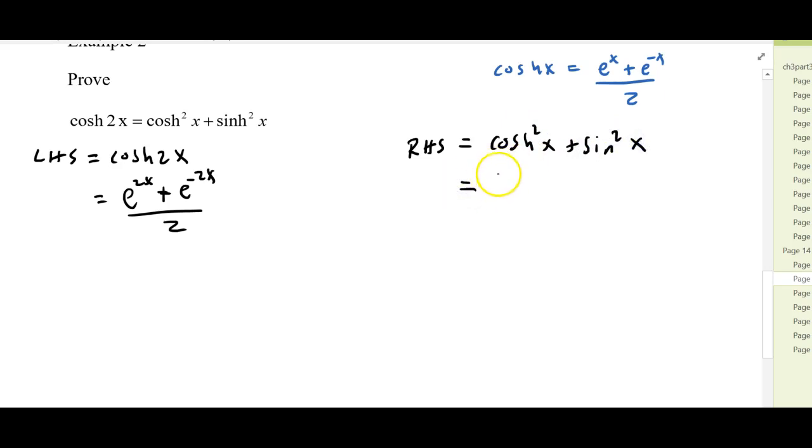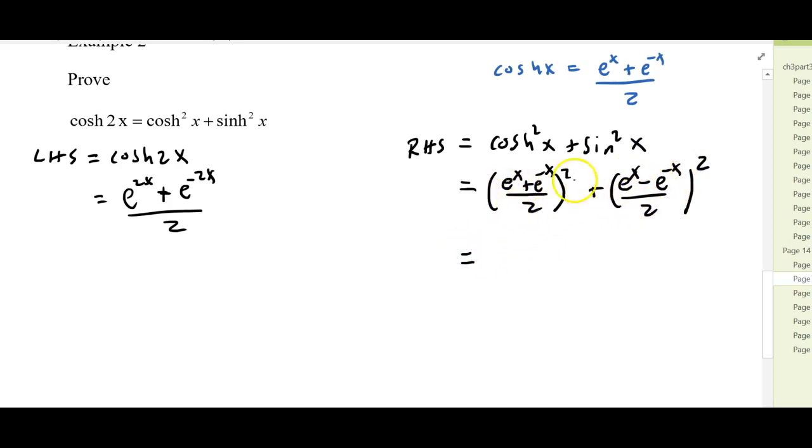Okay, so now what I can do is substitute in my exponential definition, because that's actually what I'm trying to match it with over here. So replace cosh with e to the x plus e to the negative x over 2 squared, plus e to the x minus e to the negative x over 2 squared.